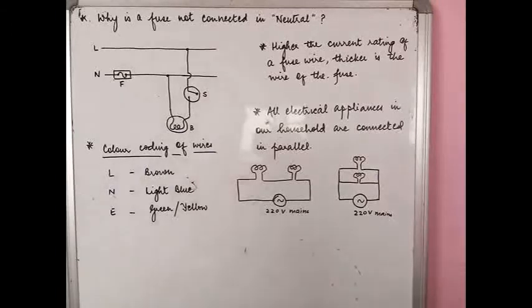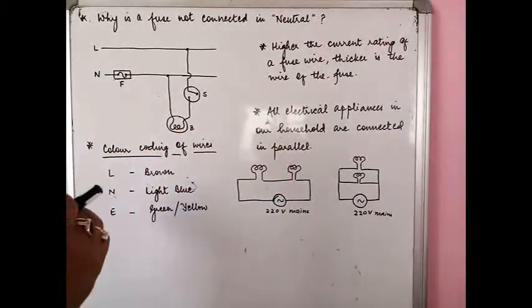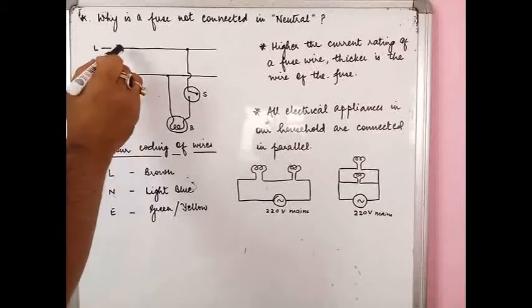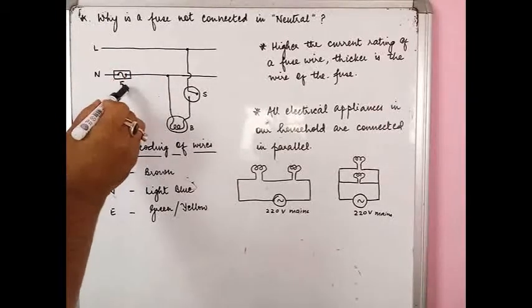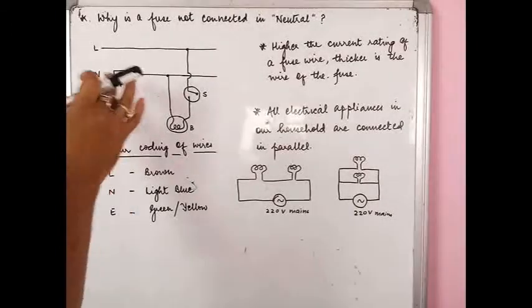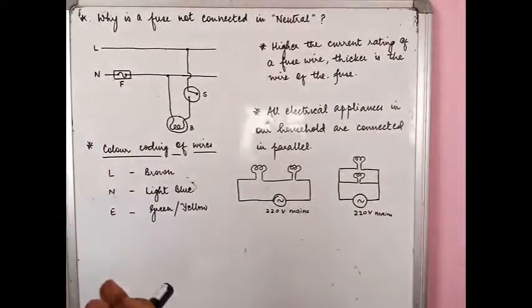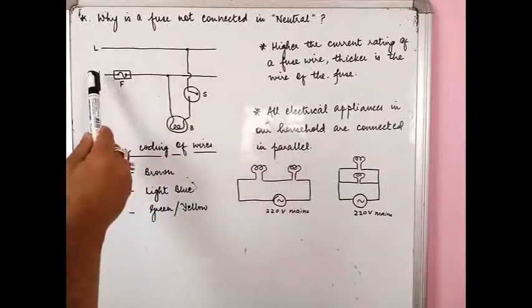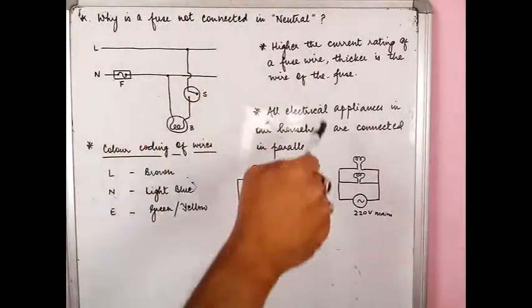In order to explain this question, I have used a diagram in which, instead of connecting the fuse in the live wire, I have connected the fuse in the neutral wire. We will see, if this is done, what the disadvantages or complications involved are. So you see, this is the live wire and this is the neutral wire. It will run throughout your house.